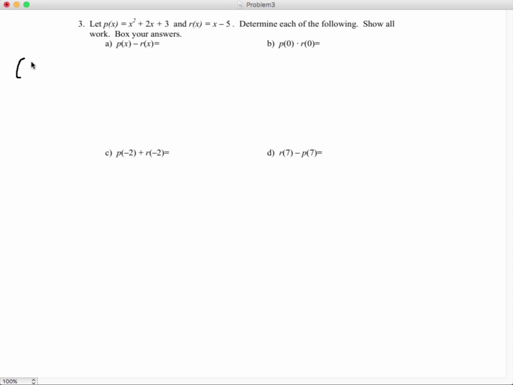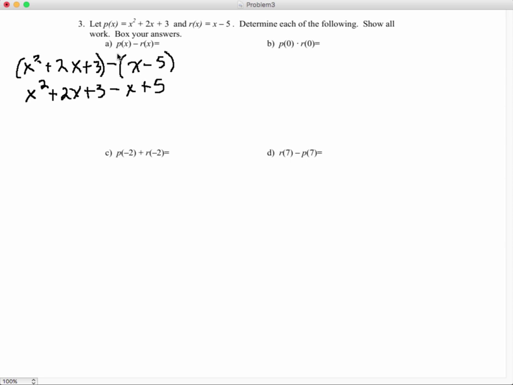So p of x is x squared plus 2x plus 3, and we're going to subtract from that r of x, which is x minus 5. Notice the use of parentheses to indicate which one was p of x and which one was r of x. That turns out to be really useful here because we need to negate r of x. So dropping the parentheses here, thinking about multiplying through by a positive 1 perhaps on p of x, and then multiplying through by a negative 1 on r of x, we see we get the following expression to simplify.